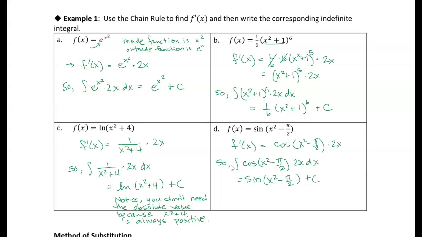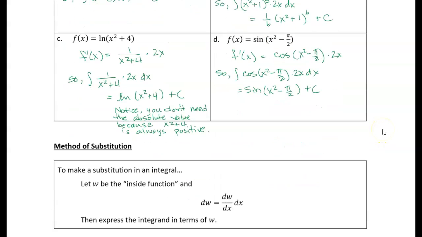If you take the derivative, then the antiderivative is the original function, right? So if we take the indefinite integral, it's just the antiderivative. Okay, it's the thing you took the derivative of. So let's keep moving forward here and talk about the method of substitution.